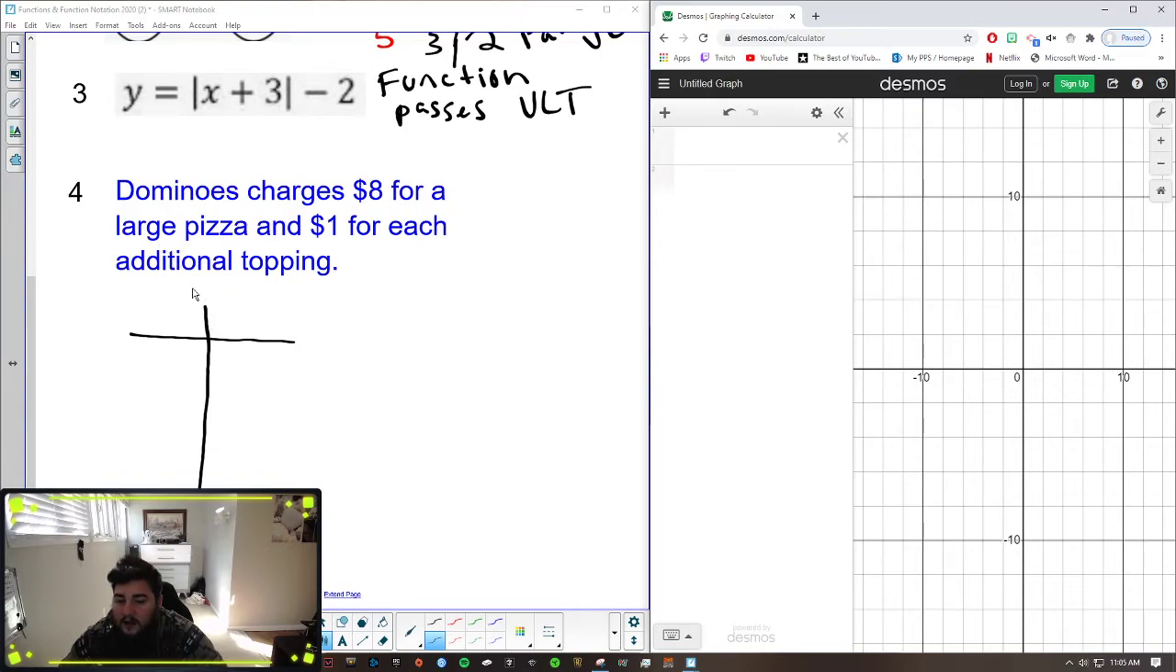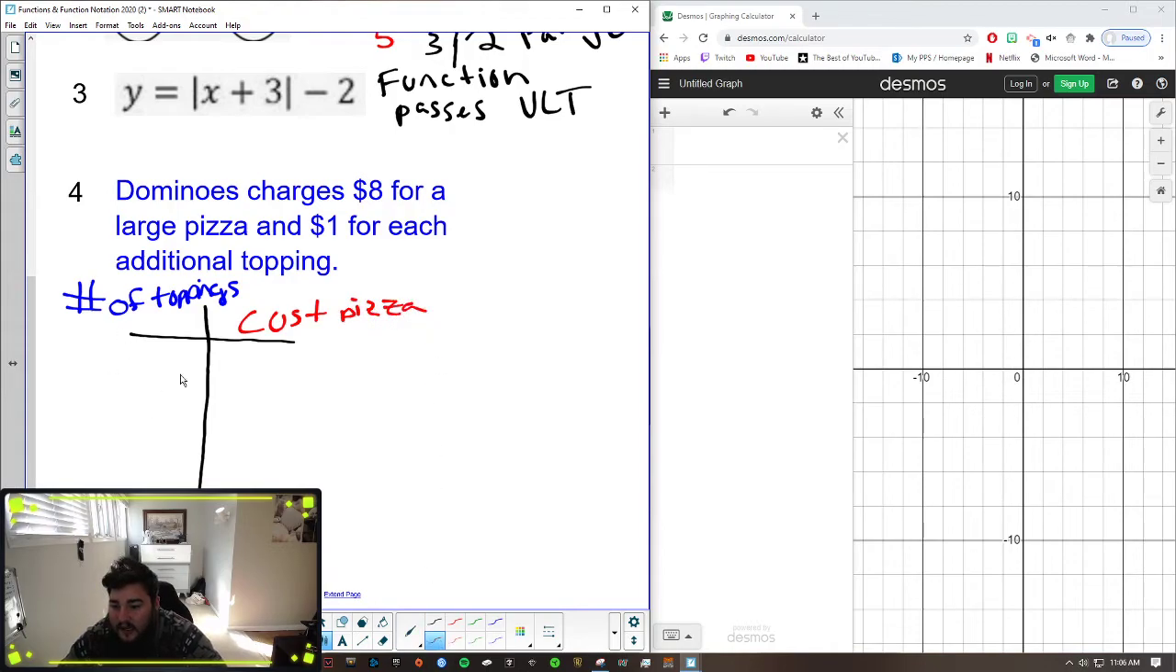So our independent variable, the variable that changes, is how many toppings we have on our pizza. So the number of toppings. Our y value is going to be the total cost, the cost of the pizza.